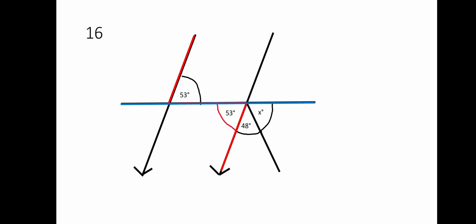And then the next thing you have is FG is a straight line, and obviously angles in a straight line add up to 180 degrees. So we have 3 angles here that are on the straight line, which is 53, 48, and X. They must all add up to 180 degrees. So that means that X must be 180 minus 53 minus 48, which is 79 degrees.